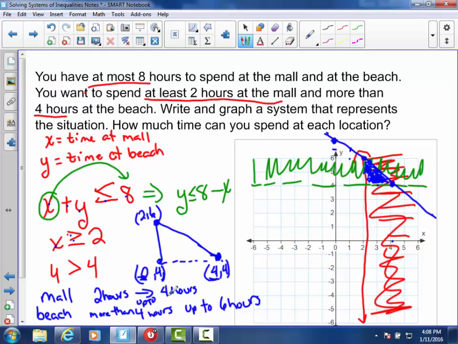Now we can't go 4 hours at the mall and 6 hours at the beach, right? If we go 6 hours at the beach, we're only going to be able to do 2 hours at the mall. So we're not matching points this way. We're just saying at the mall we can spend 2 to 4 hours, and then we have to spend more than 4 hours at the beach, but we can only be up there up to 6 hours. So at 6 hours, 1 minute, or 1 second even, we've gone over our 6 hours.